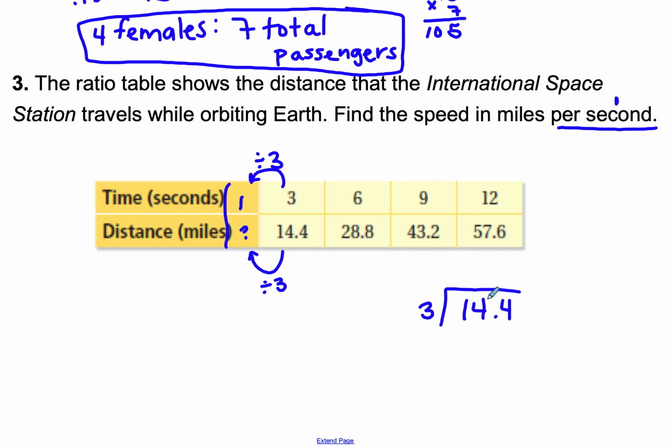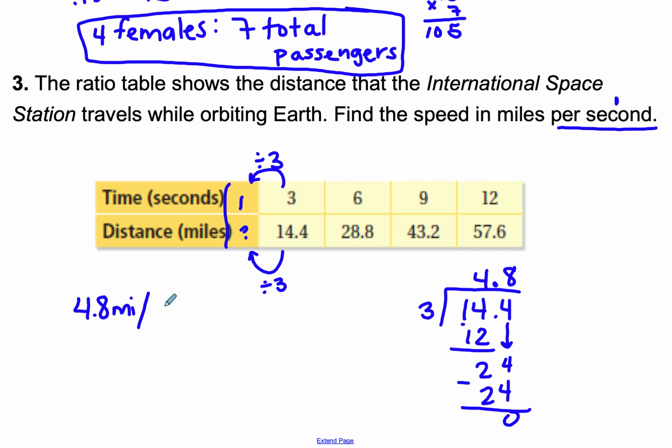Let's see. 3 does not go into 1, but does go into 14 4 times. 4 times 3 is 12. 14 minus 12 is 2. Then we're going to bring down this number. We're going to bring up our decimal. 3 goes into 24 8 times. 8 times 3 is 24. We subtract and get 0. So our answer here, our rate, is going to be 4 8/10 miles per second.